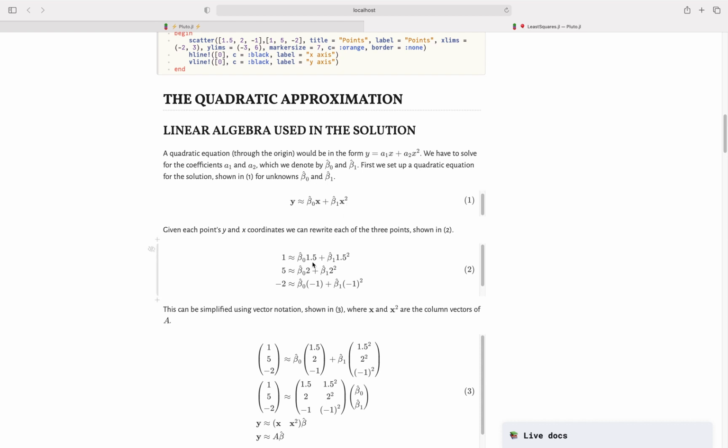And in 2, it makes intuitive sense what's happening here. I'm saying take my point (1.5, 1) in the plane. I'm saying 1 is going to be approximately equal to, I'm going to get very close to 1, but I won't get to 1, and we'll see why, if I take my x value and my x squared value and I multiply each of those by the 2 coefficients. And my point (2, 5) exactly there, and my point (-1, -2) in the third line there of equation 2.